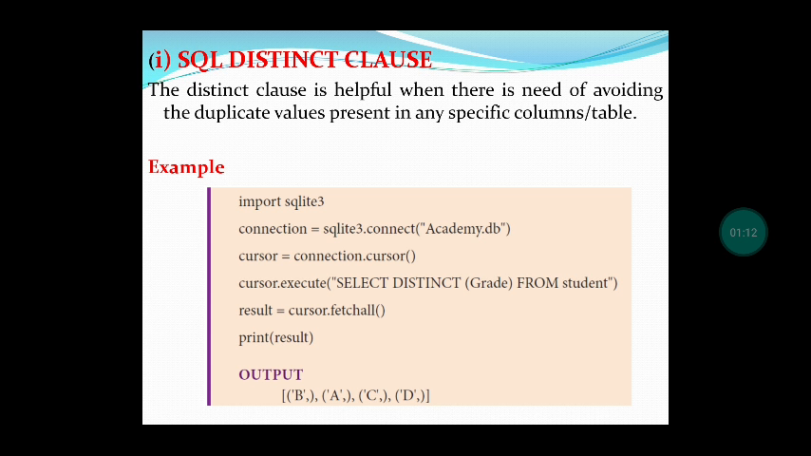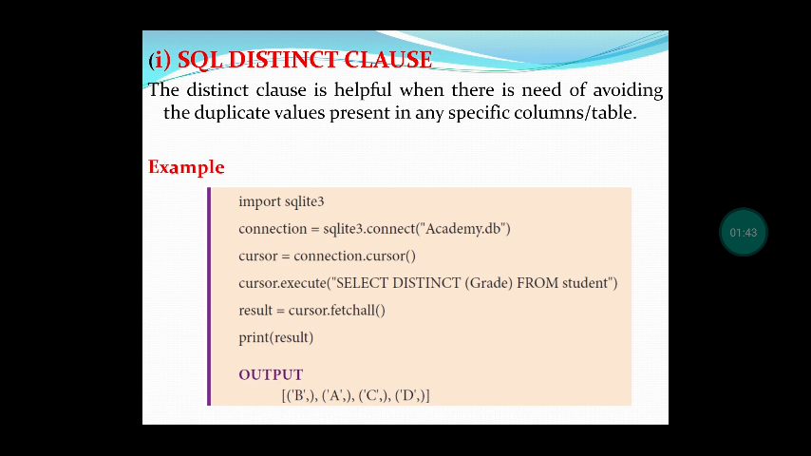In this example, we have used the distinct clause with the select command. First we have to import sqlite3 and then the database. For connection we are using academy.db, and cursor equal to connection.cursor, cursor.execute of select distinct grade from student. What are all the grades the students achieved will be listed out. Here we have used fetchall, so all the grades are going to display.